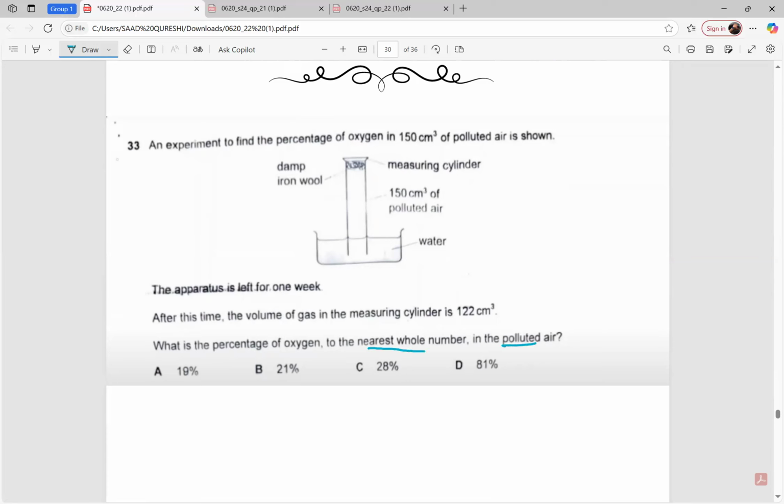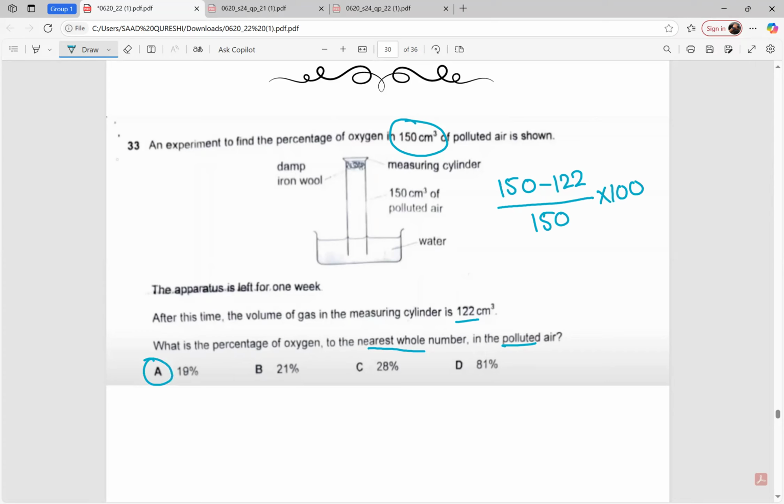To solve this question, we'll take the initial value, which is 150. Then we use the final value, which is 122. So we will measure the amount of the oxygen by taking 150 minus 122. We'll find the amount of the oxygen and how many total are present. 150 is the total amount. So we'll do 150 minus 122 divided by 150 multiplied by 100 to take the percentage. And the answer is 19%.